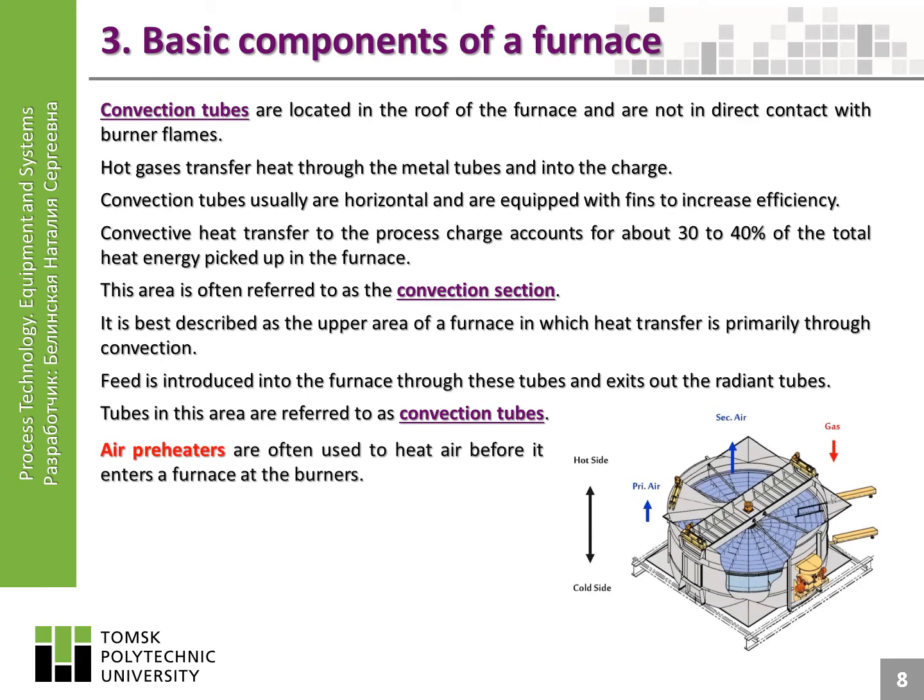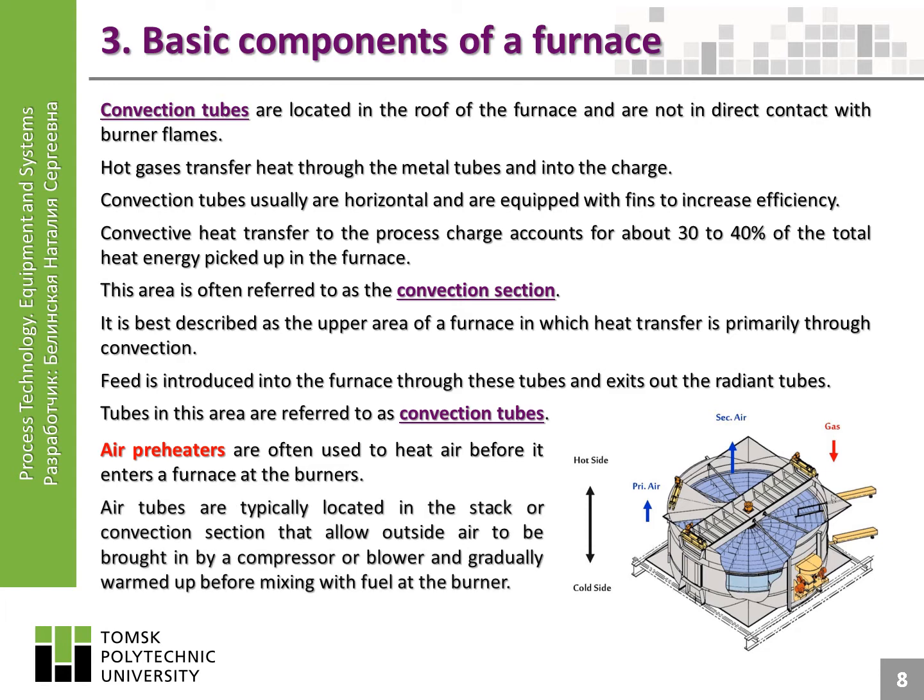Air preheaters are often used to heat air before it enters a furnace at the burners. Air tubes are typically located in the stack or convection section that allow outside air to be brought in by a compressor or blower and gradually warmed up before mixing with fuel at the burner.